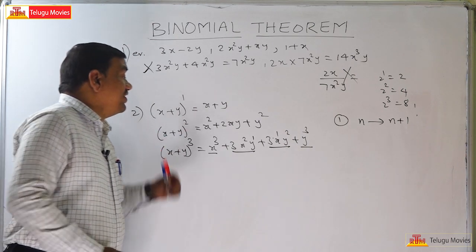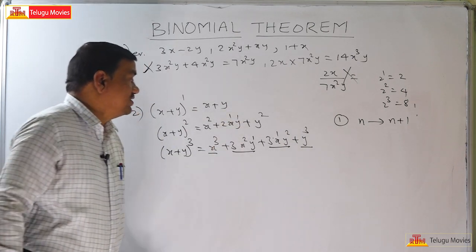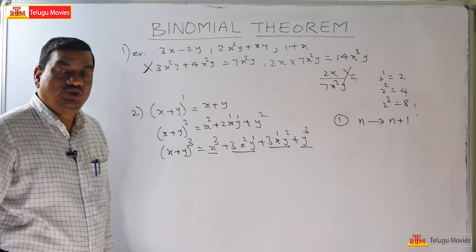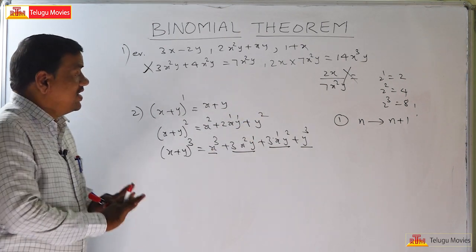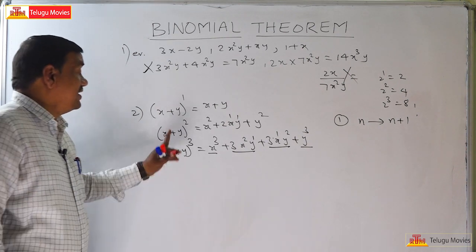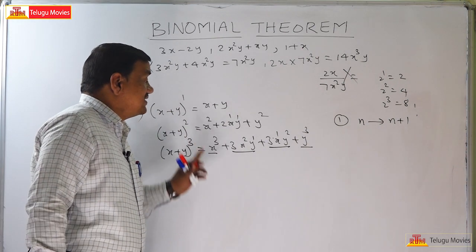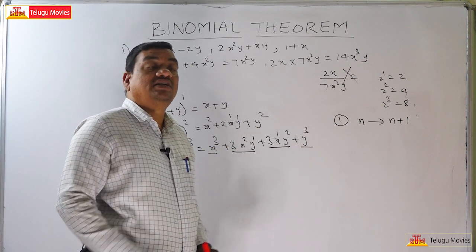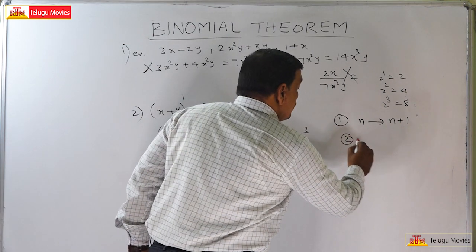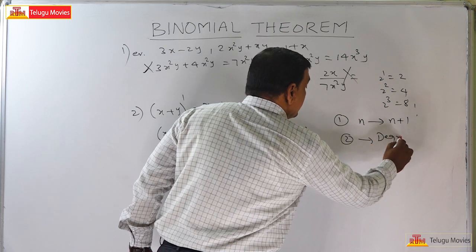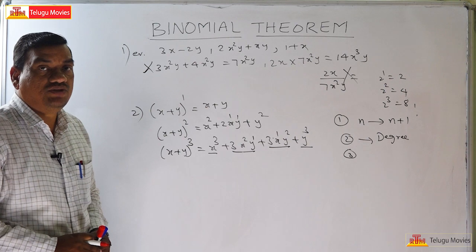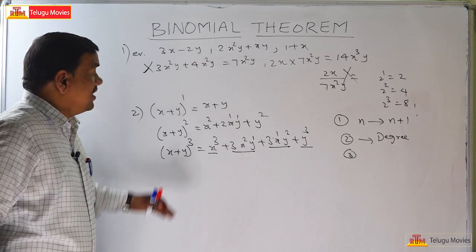If the power is 2, the degree is 2: 1 plus 1, 2, 2. So everywhere the degree is 2. Understand this? So the degrees are the same. That is, the degree of the binomial is the same as the degree of each and every term. That is the second point regarding degrees.